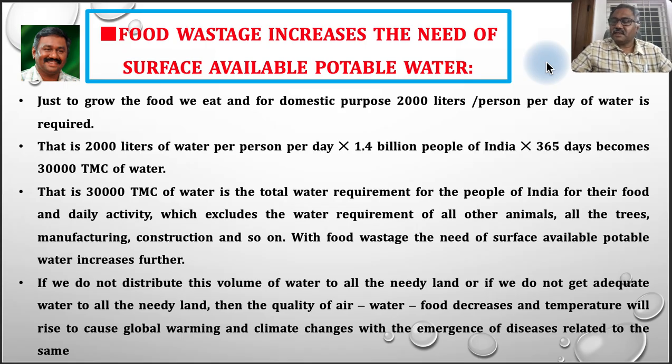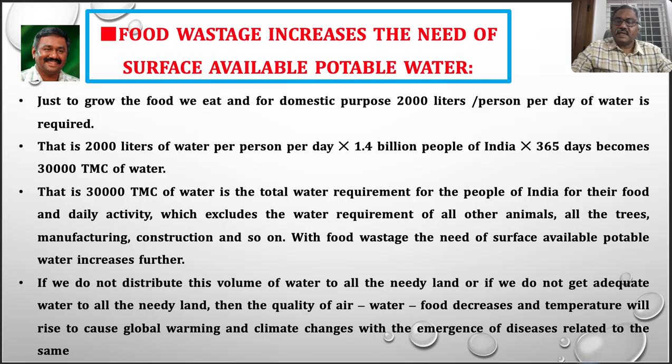Food wastage increases the need for surface available potable water. Just to grow the food we eat and for domestic purposes, 2000 liters per person per day of water is required. That is 2000 liters of water per person per day multiplied by 1.4 billion population of India multiplied by 365 days, which becomes 30,000 TMC of water. That is the total water requirement for the people of India for their food and daily activities only, which excludes the water requirement of all other animals, all the trees, manufacturing, construction, and so on.